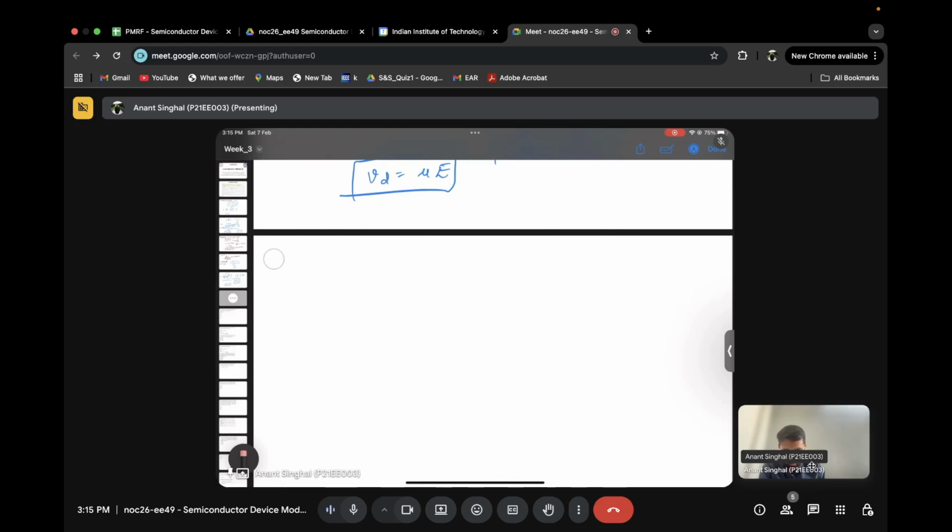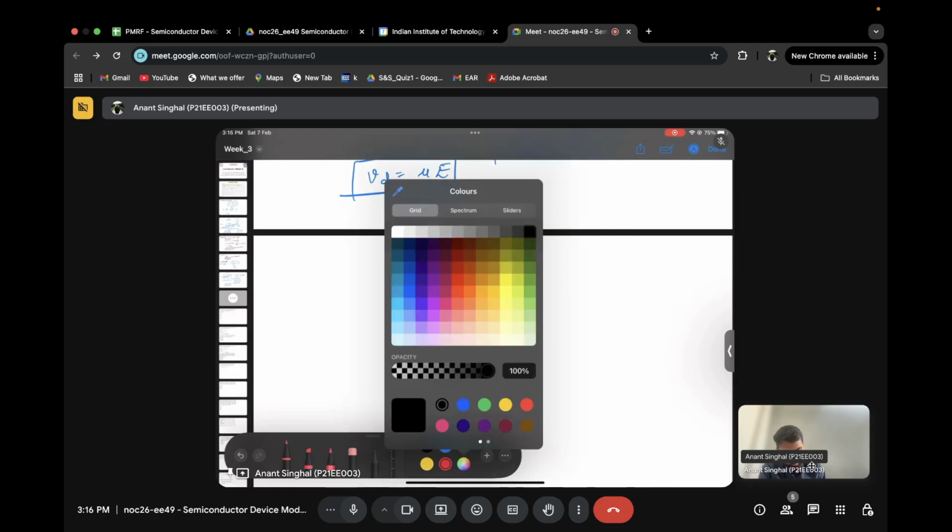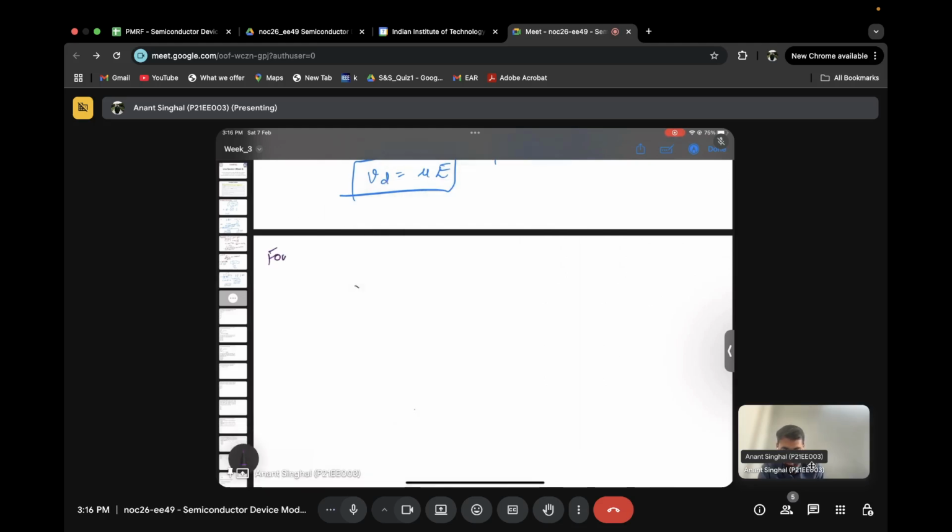So as I was saying, we'll be dealing with silicon. So we need to have some values for mobility handy. For silicon, the mobility value for the electrons is around 1300 centimeters square per volt second. You should always remember these units because this will help you in solving numericals and also help you remember the formulas. The mobility of holes is around 500 centimeters square per volt second.